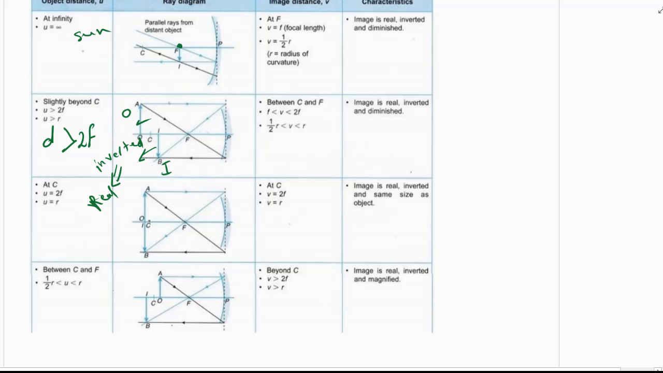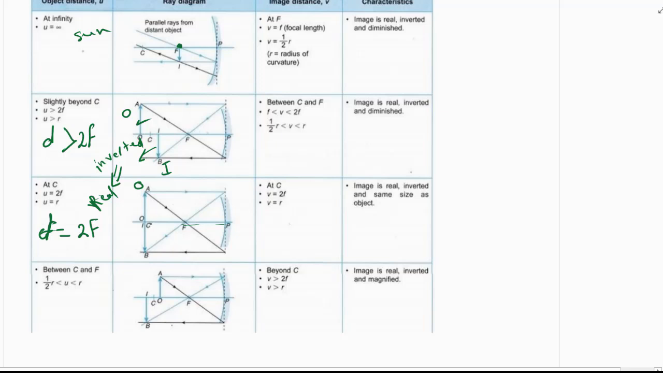But here in this situation, this is the distance of the object, equal to 2f, which means it's at double the distance of the focal length.